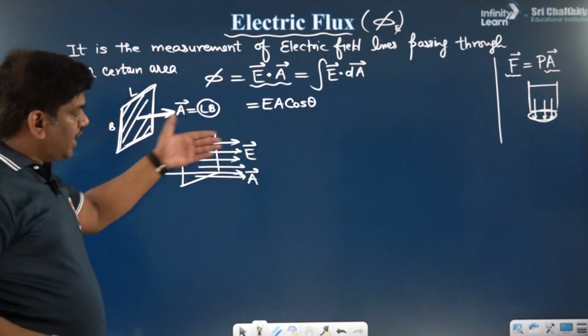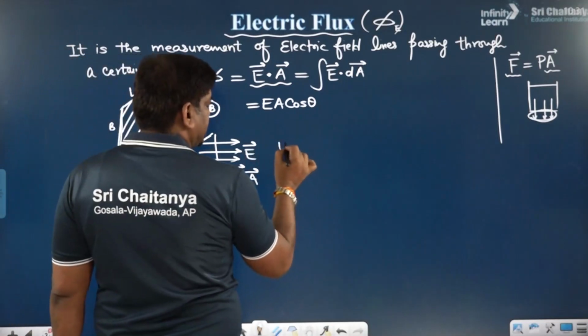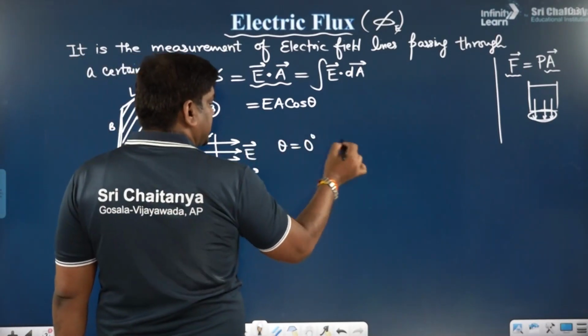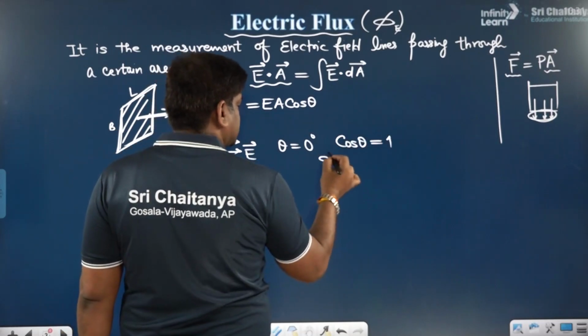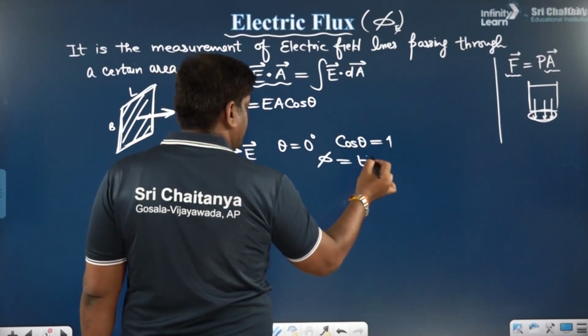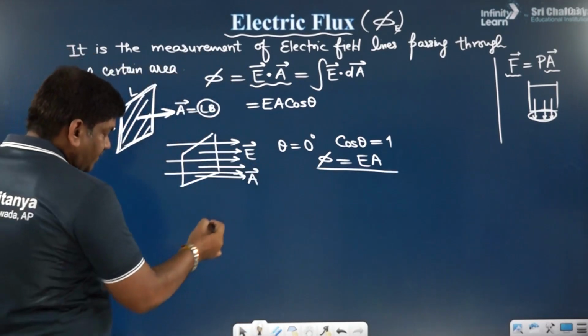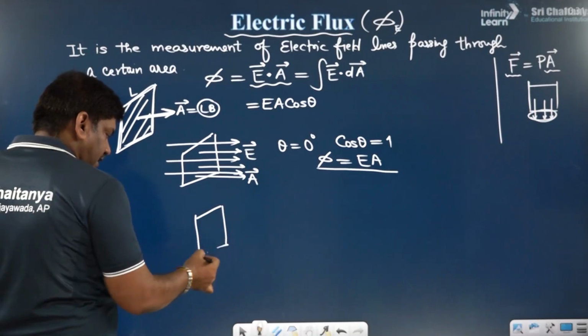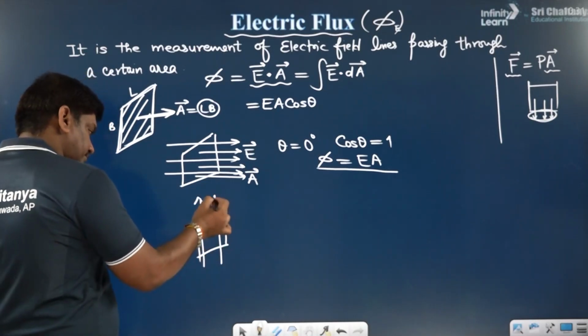If both E and A are in the same direction, we will simply say that theta is 0 degrees, and that's why cos theta will be maximum, which is 1. That is why the flux passing through this area will be E into A. That is also the maximum one. But what if the field lines are not perpendicular to the plane, but parallel to the plane?